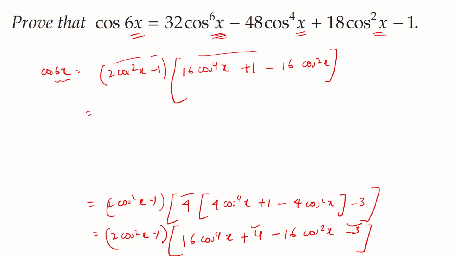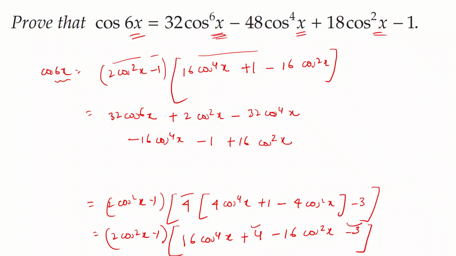So 16 times 2 is 32 cos to the power of 6x plus 2 cos square x minus 32 cos to the power of 4x, and then multiplying with the negative 1 gives minus 16 cos to the power of 4x minus 1 plus 16 cos square x. Let me erase these as well.